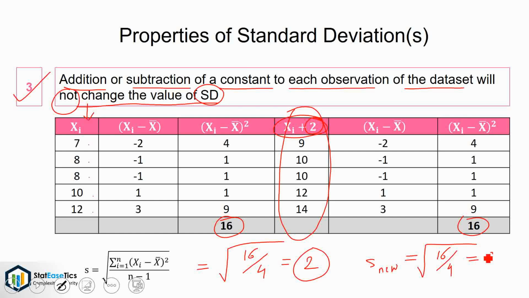thus satisfying the property. You can also check the same by subtracting a constant from each observation and see the results. From this, we can say that standard deviation is independent of origin. That is, adding or subtracting a constant to each observation of the data set does not affect the standard deviation.